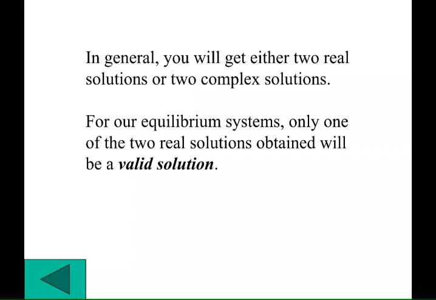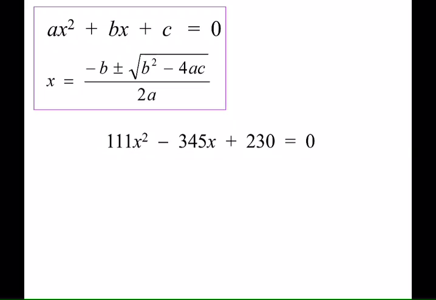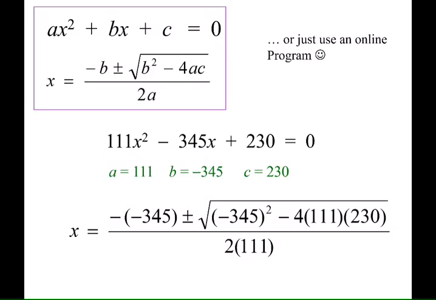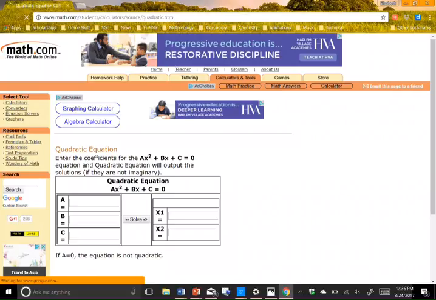Okay, so back to the problem. It looks like this. So we're going to plug in: 111 is A, negative 345 is B, 230 is C. So it looks like this. This bad boy. Like I said, some people are like, oh, I love the quadratic. I'm like, are you serious? So it all kind of looks like that. Or just use the online program. Now there were several out there, and I picked the first one that came up, and it looks like this, which isn't bad.